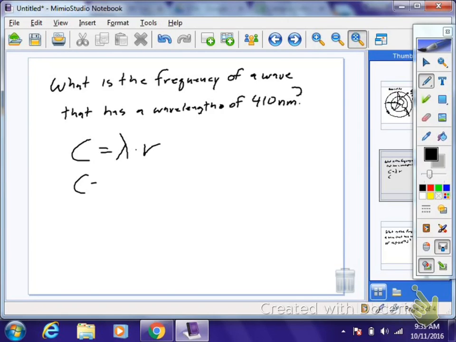C is 3 times 10 to the 8th meters per second. That is the speed of light. The wavelength I'm giving you is 410 nanometers. And we're asked to solve for the frequency, and the frequency is unknown. Okay?